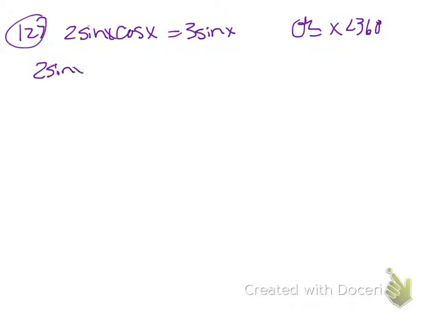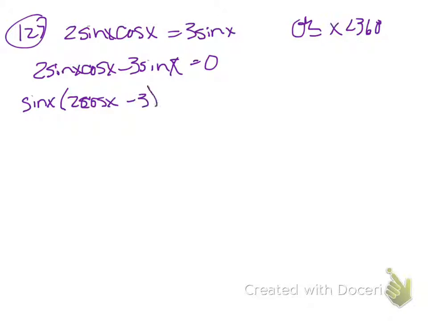I'm going to have 2 sine of x times cosine of x minus 3 sine of x will equal 0. And then I could factor out a sine of x, so I have sine of x times 2 cosine x minus 3 is equal to 0. So I set sine of x equal to 0 and 2 cosine of x minus 3 equals 0, which ends up being 2 cosine of x equal to 3.